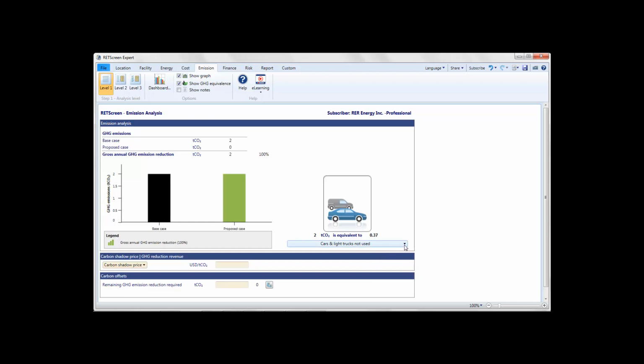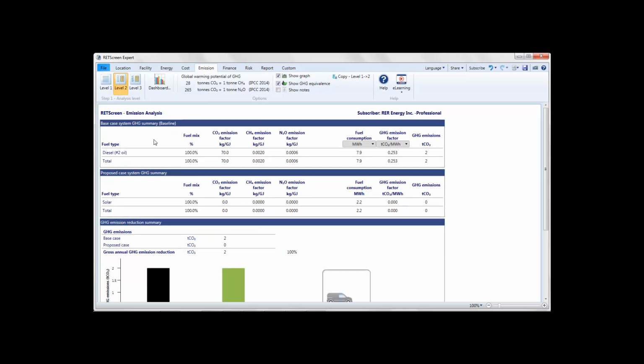There's a nice little calculator over here as well that allows you to express this 2 tons of CO2 emissions reductions in terms of other quantities. So for instance, barrels of crude oil not consumed, it's equal to 4.6 barrels of crude oil not consumed. In level 2, we have the same results, but we can see the details of the calculation essentially being used. In level 3, we can change the emissions factors as well as the equivalence factors for CO2 and methane and N2O.